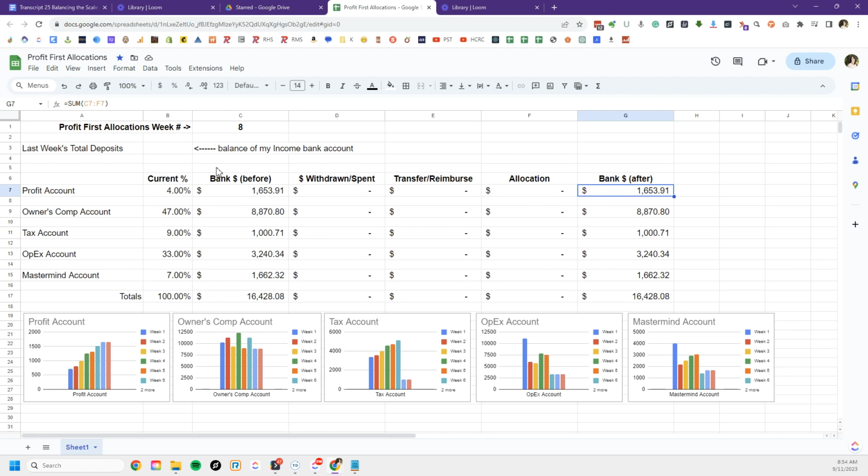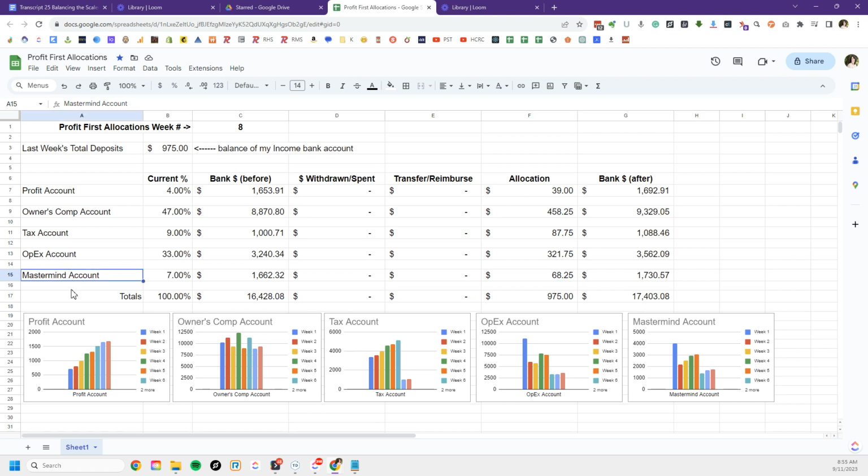Okay, let's do my allocations for this week. So week 8, last week's deposits. Last week was a slow week. I only had $975 come in, and you'll see how I already have this spreadsheet set up to calculate what my allocations were. For profit, I put in $39. I took owner's comp, and it ends up being this percentage. So I added $458.25. I added $87.75 to the tax account. $321.75 went to the OpEx account. And the last piece was my mastermind amount, which was $68.25.